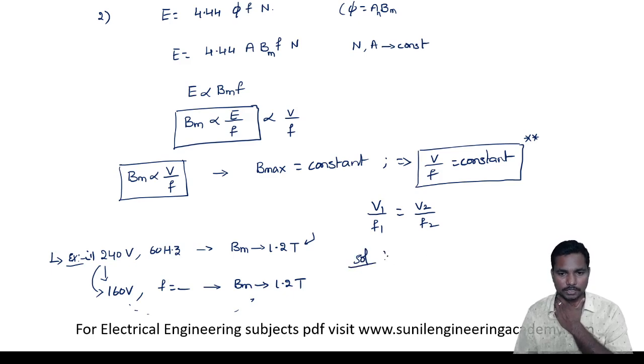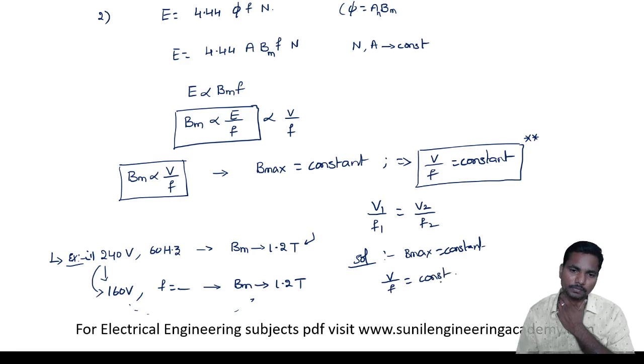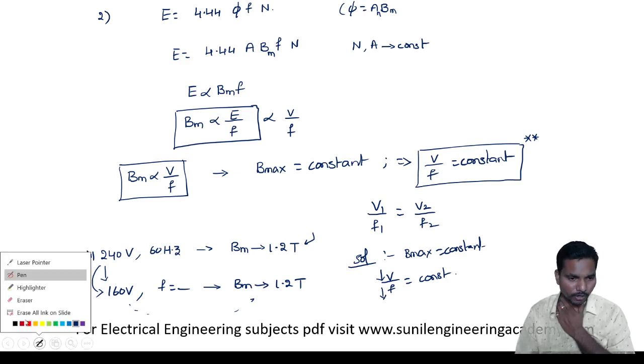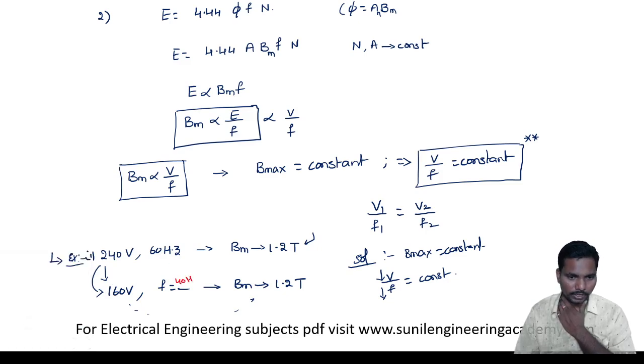B max is constant, correct? If B max is constant, what is the relation you know? B max is proportional to V by F. So V by F is constant. So if you reduce the voltage, frequency also reduces. If you reduce the voltage from 240 to 160, you need to reduce the frequency from 60 to 40 hertz, then you will get the same B max. So if you reduce the voltage by half, frequency also half. Half means 120, but it is not 120, it is more than 120. So if half is 30, it is more than 30, 40.